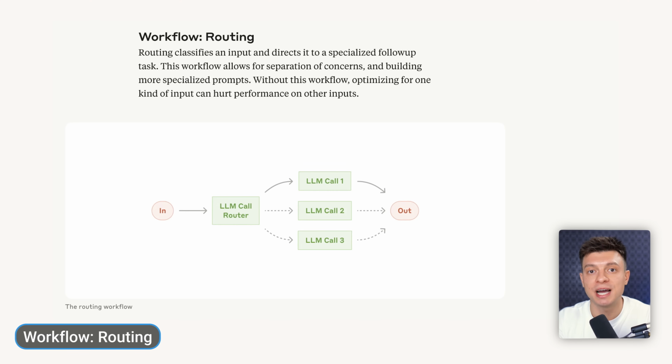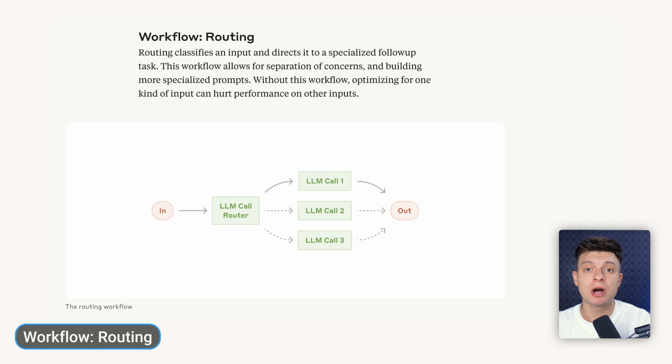The next workflow type is the routing workflow. It is like sorting the incoming tasks into different bins so that each one gets handled the right way. Instead of treating every request the same, you first figure out what type of request it is. Like if it was a workflow for an e-commerce store, for example, it would first classify if it was a shipping question versus a return request, and then send it to the right workflow or prompt.